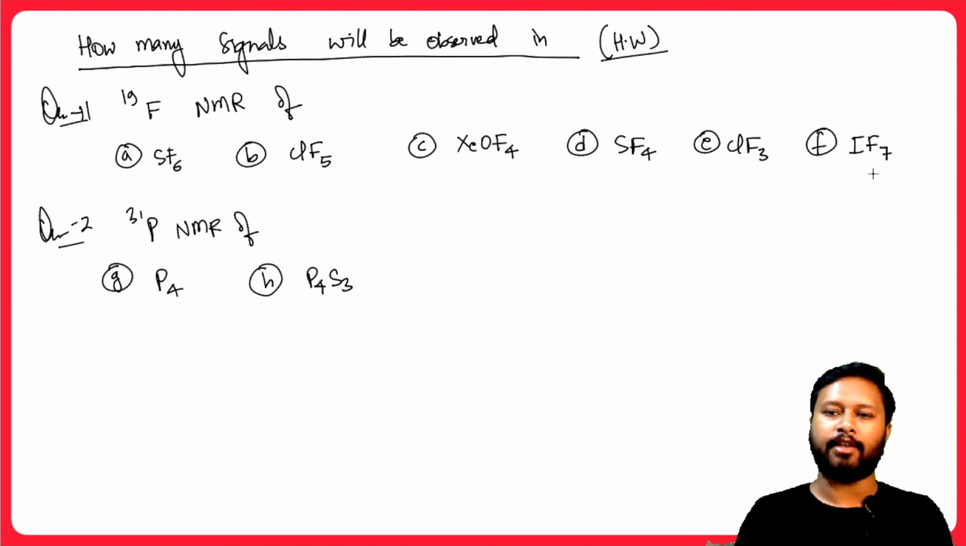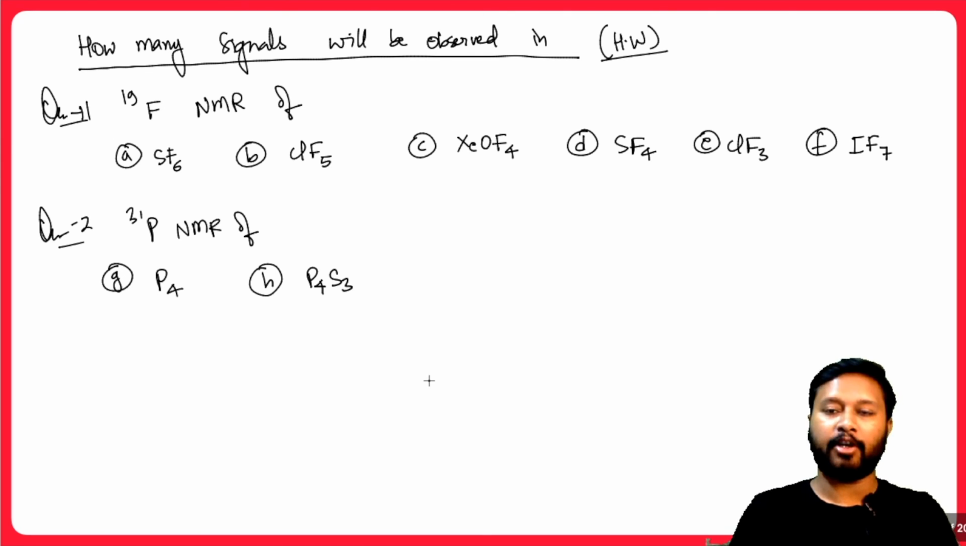So try to answer these in the comment section below. Again, there is 31P NMR. For 31P NMR you have to look for the different types of phosphorus. So P4 and P4S3, these are two molecules where you have to look for the different types of phosphorus.